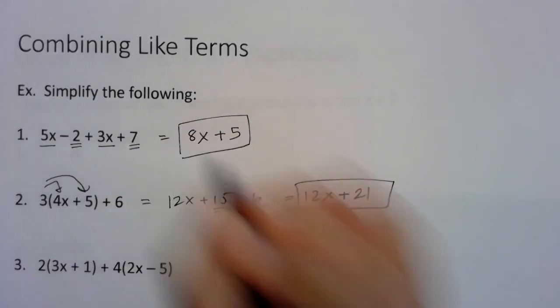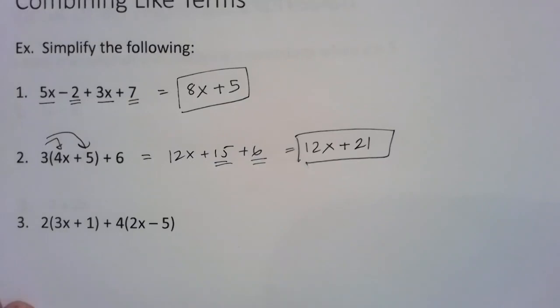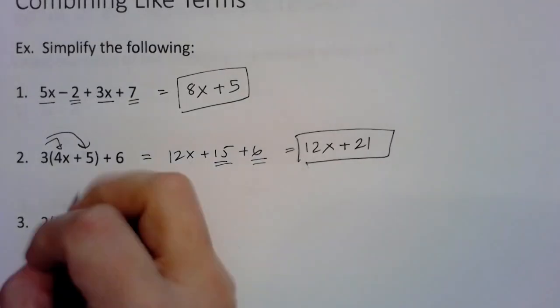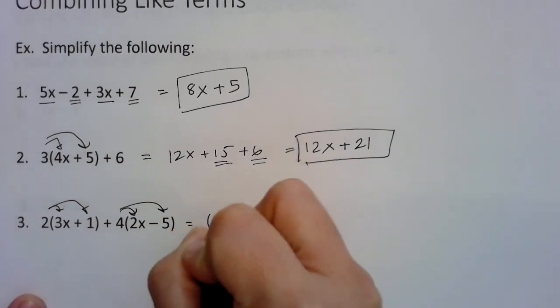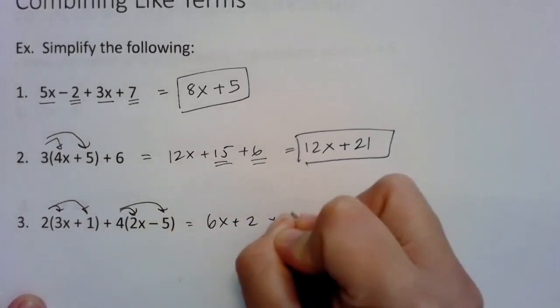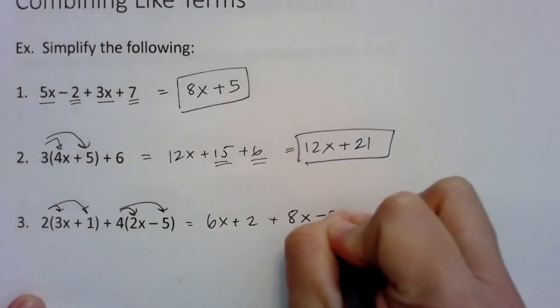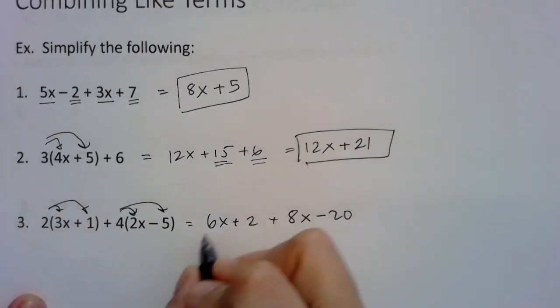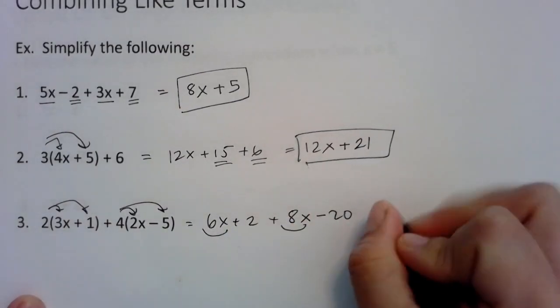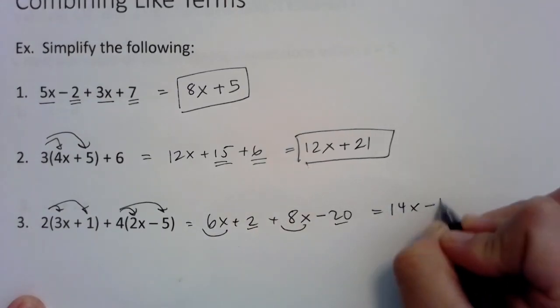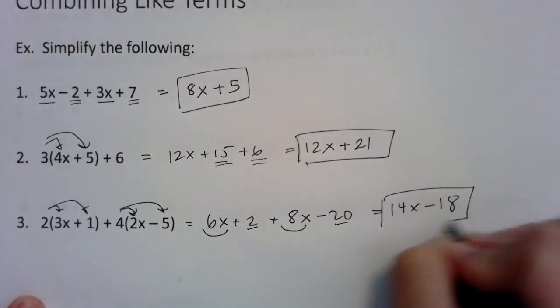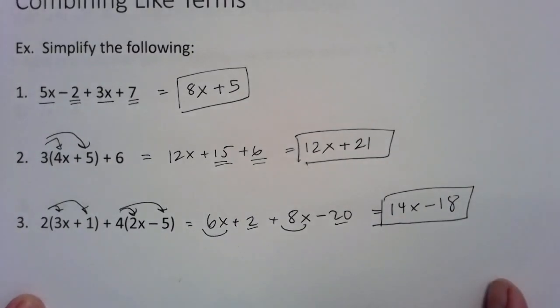And then finally, here you have two examples of the distributive property. You have 6x plus 2 plus the quantity 8x minus 20. Then we would combine the like terms. You have 6 plus 8, which is 14x. And then the 2 minus 20 would be negative 18. And there you go. Not too bad.